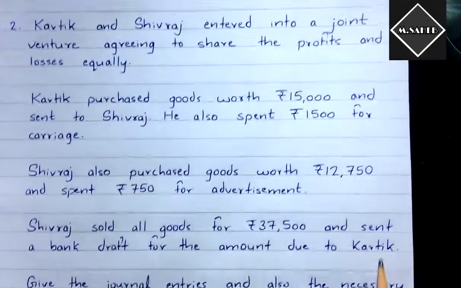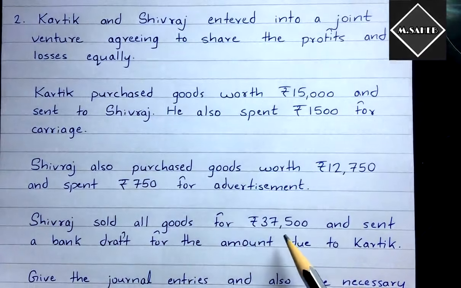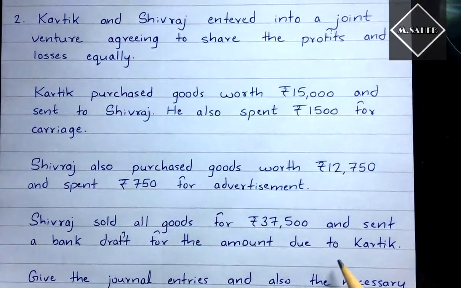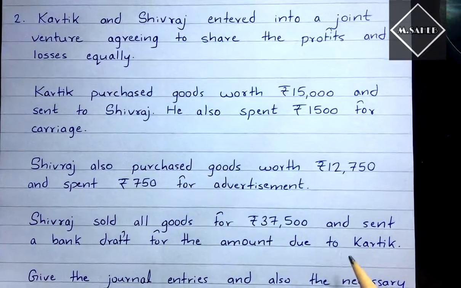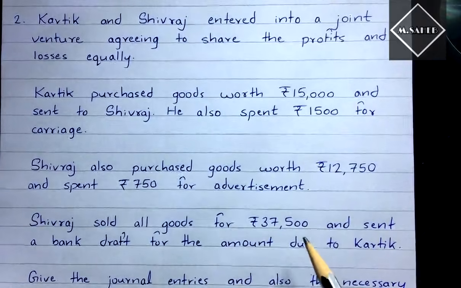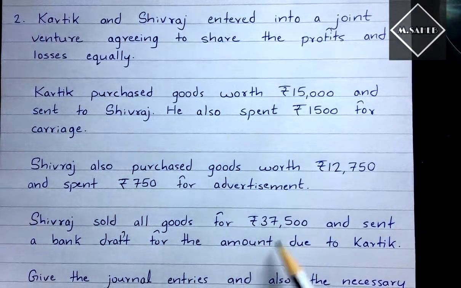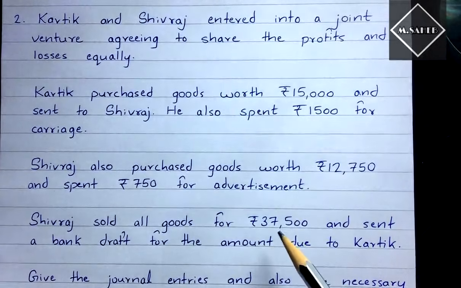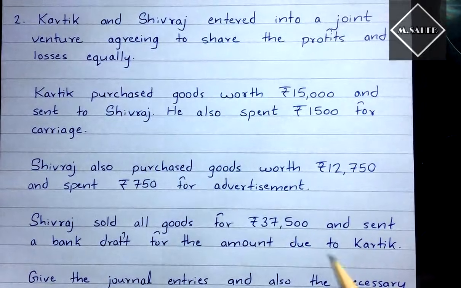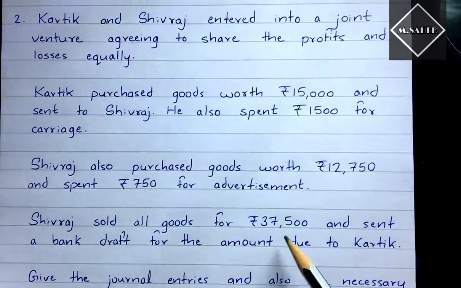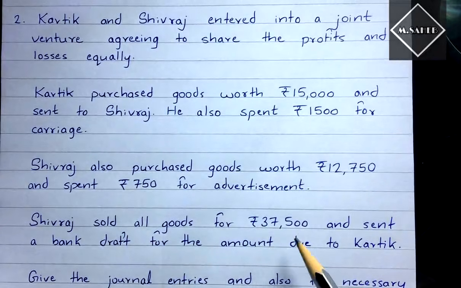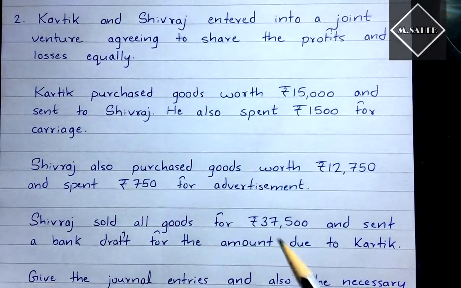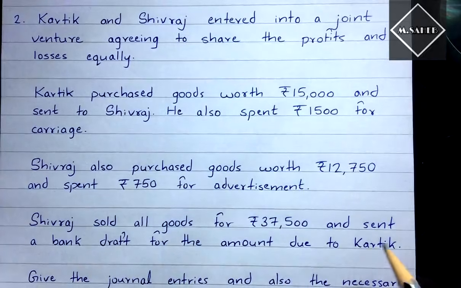See here, then it is said Shivraj sold all the goods for rupees 37,500 and sent a bank draft for the amount due to Karthik. So Shivraj has sold all the goods, which means Shivraj has received this money. Now in this money there is also a share of Karthik, because he's a partner, a co-venturer. So Shivraj will take his profit and his share, and whatever money is left due to Karthik, he will give to Karthik. The same thing he did, and sent a bank draft for the amount due to Karthik. We will do that entry later.